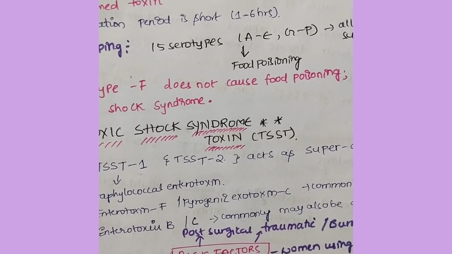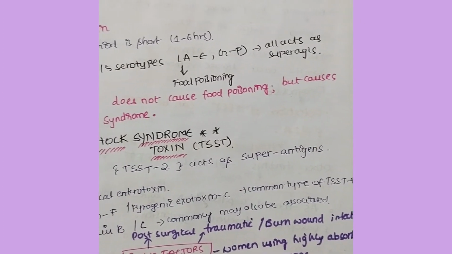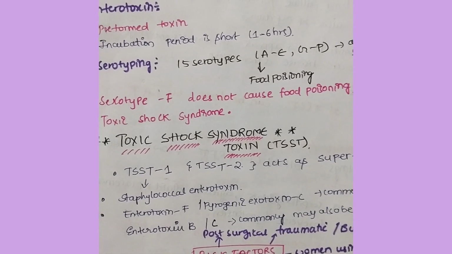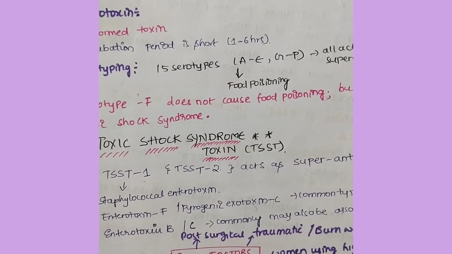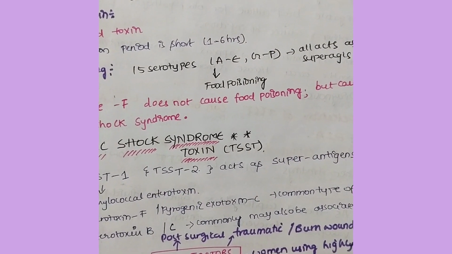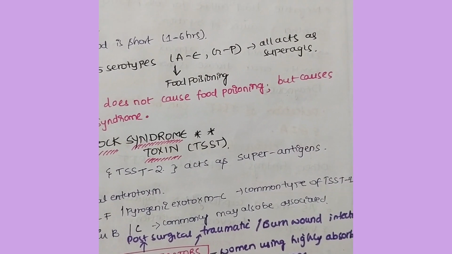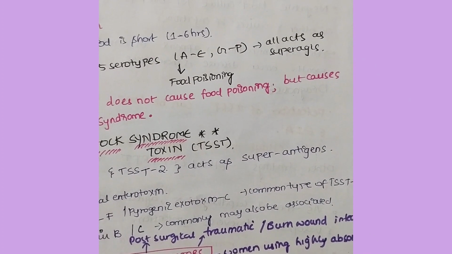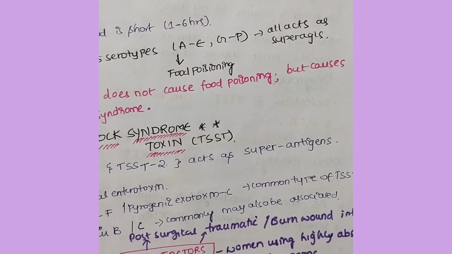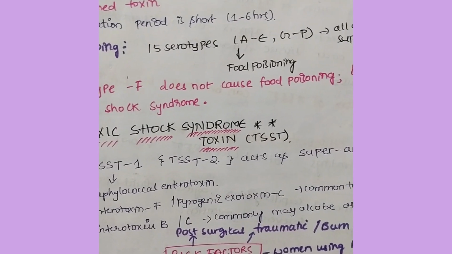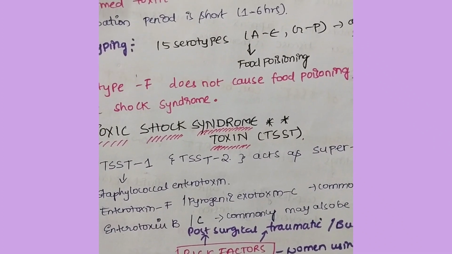Enterotoxin F, which is also known as pyrogenic exotoxin C, is a common type of TSST-1. Enterotoxin B or C may also be commonly associated with toxic shock syndrome. Risk factors include post surgeries. The most common risk factor is using vaginal tampons during menstruation. Traumatic or burn wound infections, and non-menstruating women or men also can be affected because of staphylococcal abscess formation and osteomyelitis. These are all risk factors for getting toxic shock syndrome.